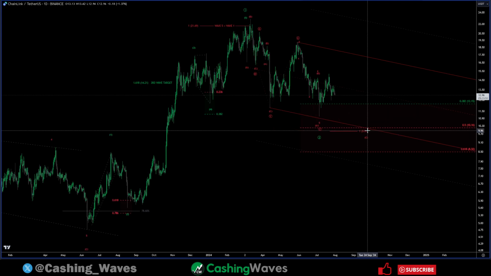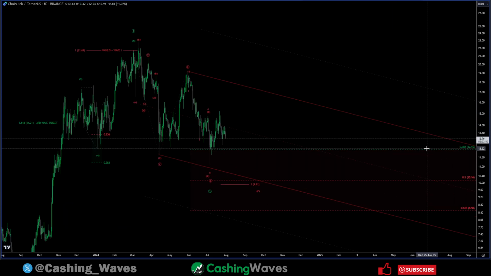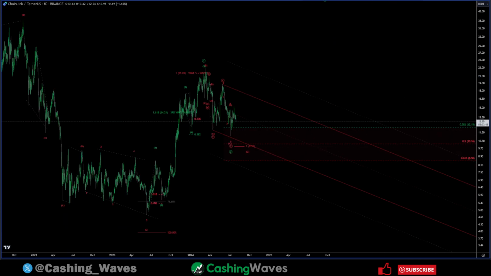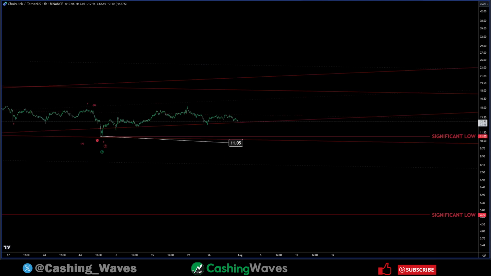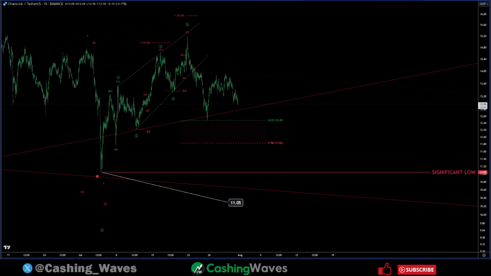Now what we're going to discuss here is, if we are bullish in this area, what does that look like? So this is the last scenario that stays bullish.